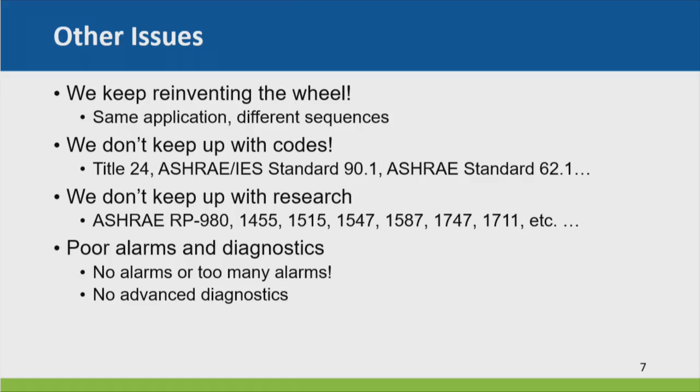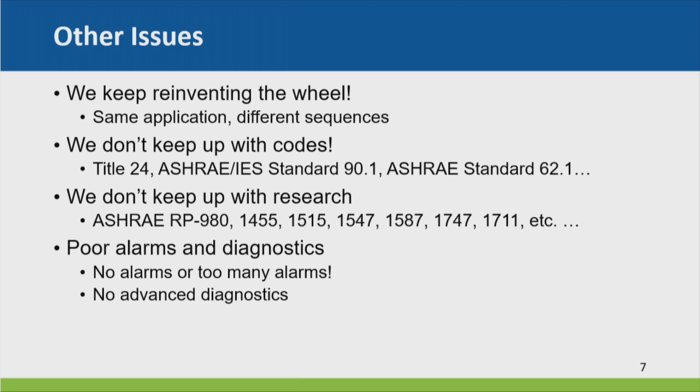Other issues with controls today: we keep reinventing the wheel. We have one VAV box, and everybody does it differently. So here in Oakland, we have hundreds of buildings. Most of them are VAV systems, and I can assure you that almost every one of them uses a different way of controlling a VAV box. You know, it makes no sense to do that.